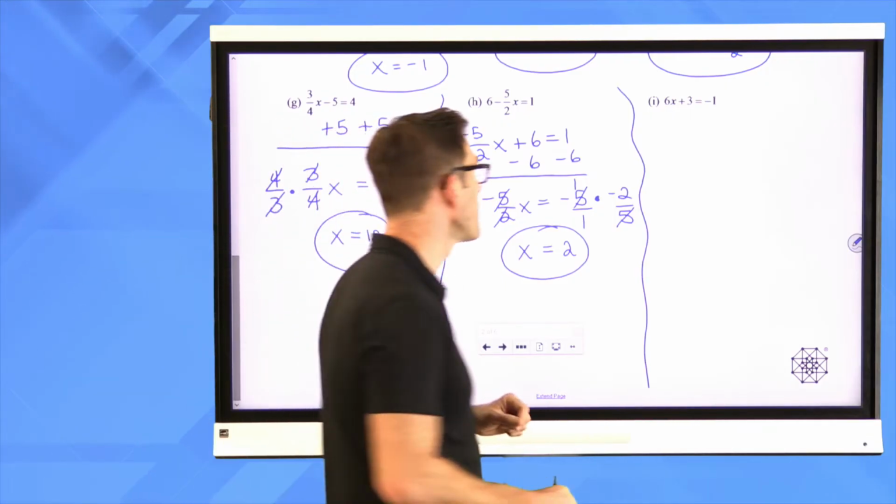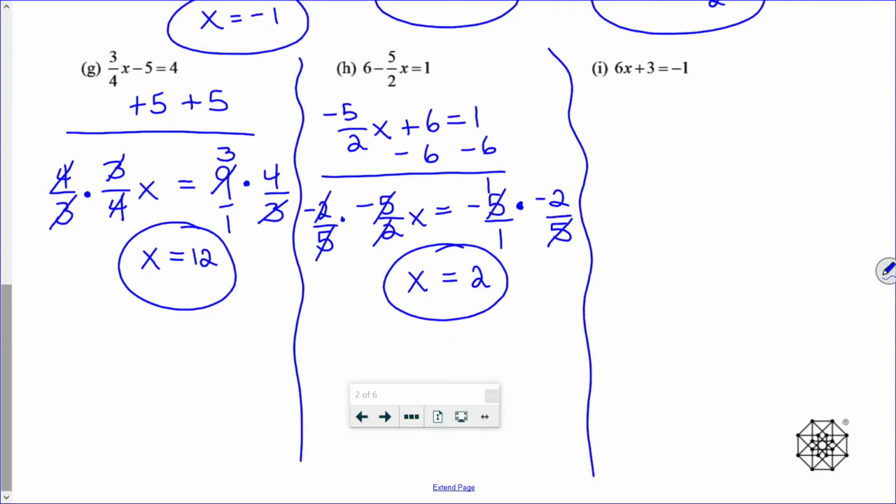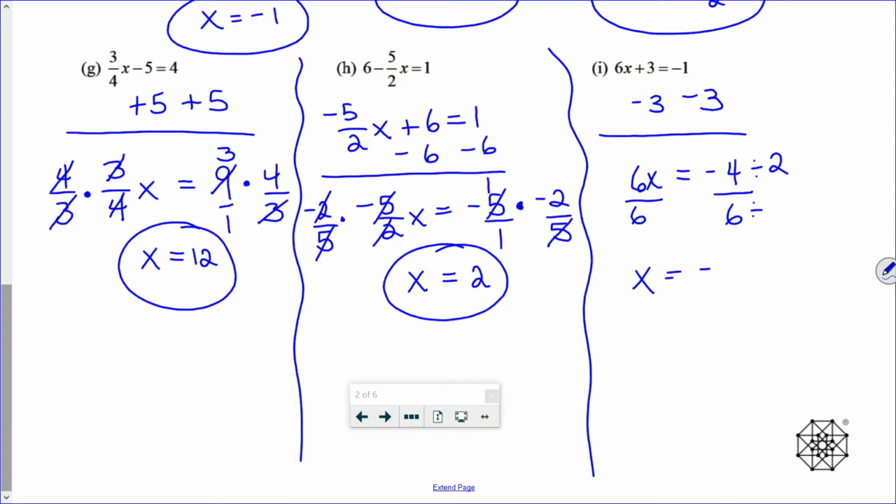And I think letter I is probably much easier than letter H, so let's launch right into that. I've got 6x plus 3 equals -1. I will subtract 3 from both sides. I'll get 6x is -1 minus 3, which is -4. I'll divide by 6 on both sides. Obviously, my answer is going to be negative, and then I can just reduce this fraction. I'm going to divide both numerator and denominator by 2. So I'll get x equals -2/3.